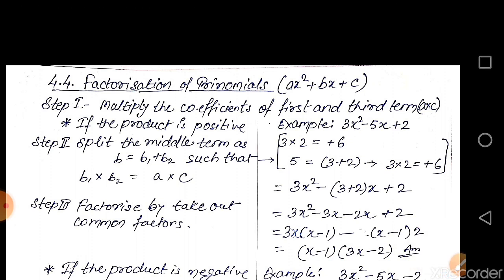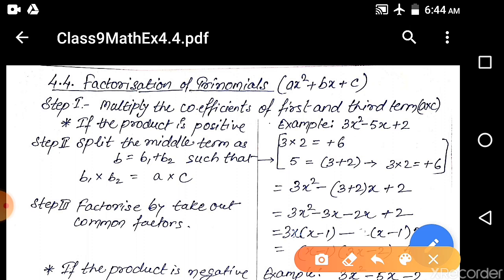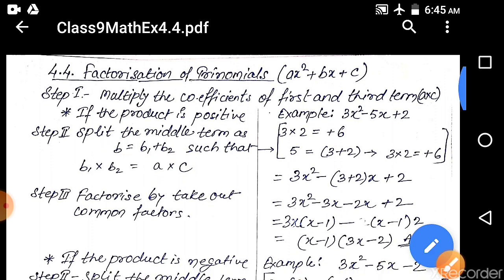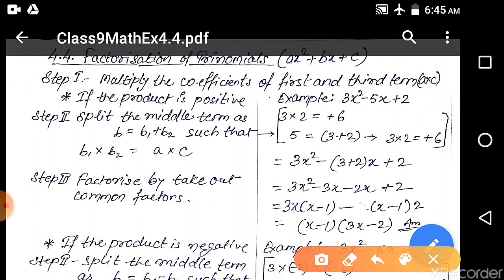Now for the positive product we will split the middle term. See, we will split the middle term in such a way that, this is the middle term b, so b equals b1 plus b2. That means we will split this middle term as a sum of two terms in such a way that we add the two terms and get this b. And one more condition is that the product of this b1 and b2 is exactly equal to the product of a and c.